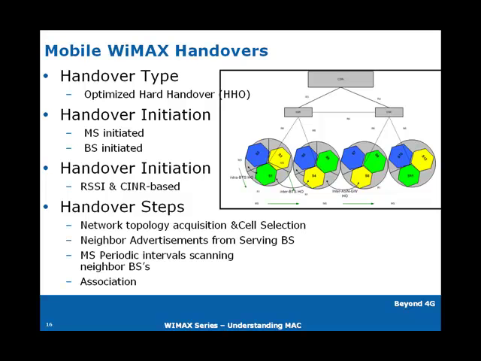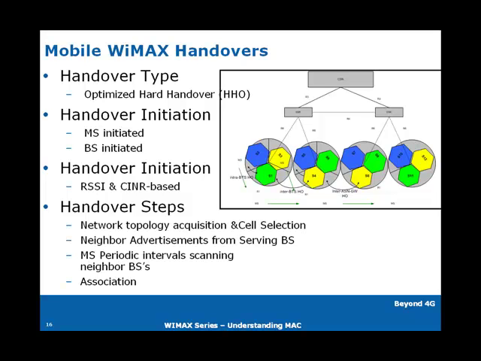Now the next section covers WiMAX handovers, and mobile WiMAX supports optimized hard handover mechanisms, and handovers are initiated either by mobile station or by base stations. Handover can be initiated based on RSSI thresholds or CNR thresholds, and there are different steps in handover, and typically they are network topology acquisitions or the cell scanning, and then neighbor advertisement from the serving base station, by which mobile station adds its neighboring base stations, and then periodic scanning of the base station, and then association.